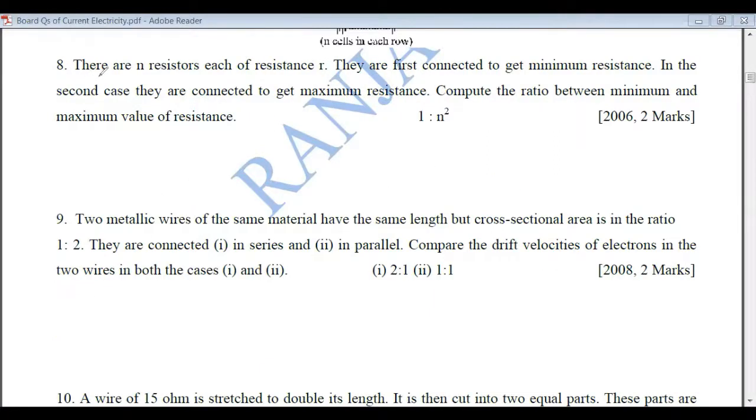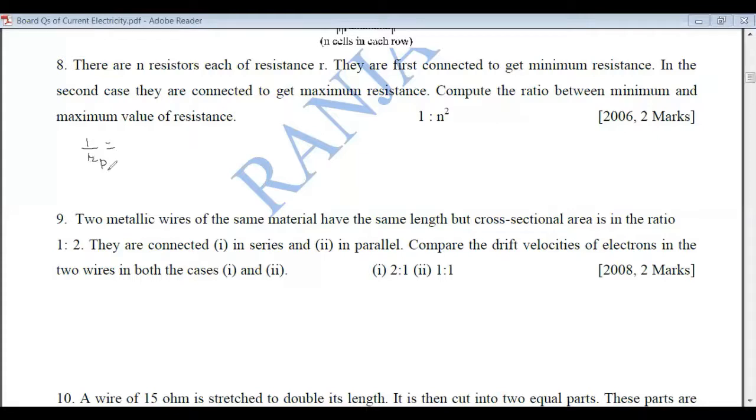Now question number 8 is, there are n resistors, each of resistance small r. They are first connected to get minimum resistance. We know that in order to get minimum resistance, they will be connected in parallel. In the second case, they are connected to get maximum resistance. For maximum resistance, they will be connected in series. Compute the ratio between the maximum and the minimum value of resistance. Now let's find out the resistance when they are connected in parallel to get minimum resistance.